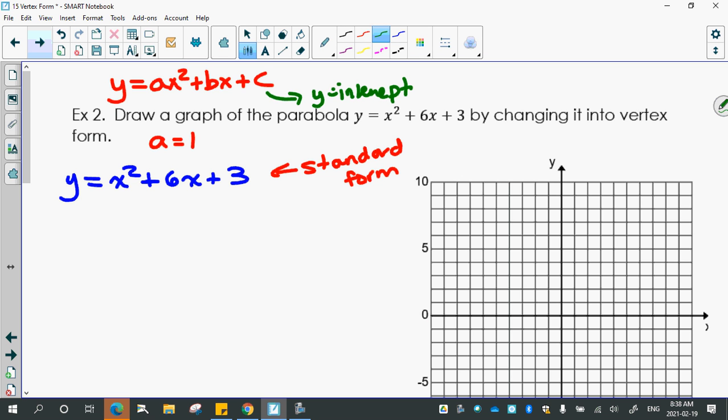So we know if the a value is positive 1, it's going to be opening upwards because the a value is positive. And we know the y-intercept is 3, so we should end up getting a point right there. But that's not enough to draw the graph. We want to put it into vertex form, and the process of putting it into vertex form is called completing the square.